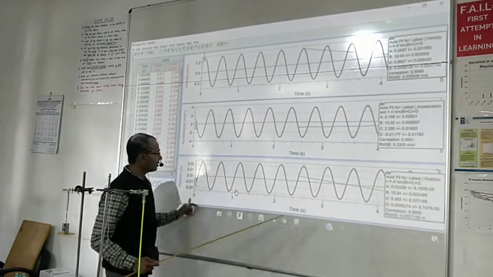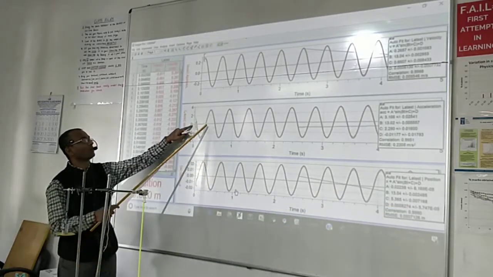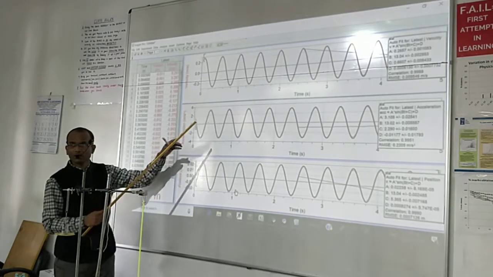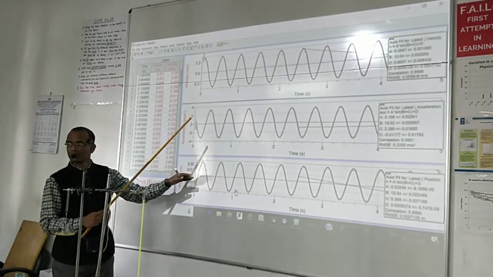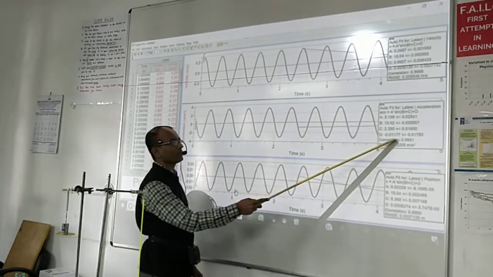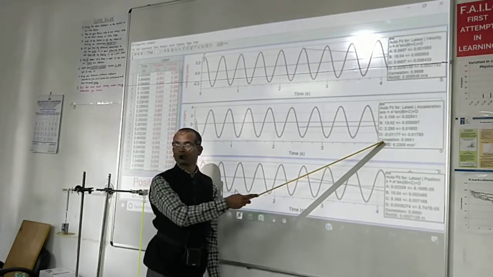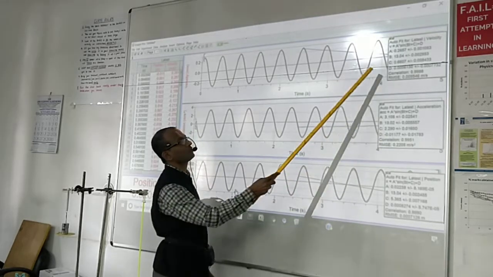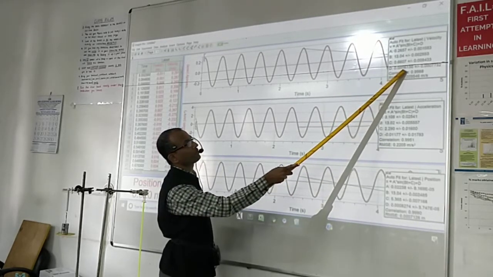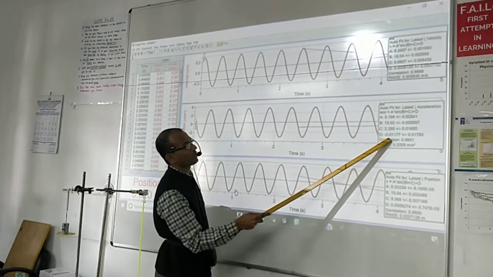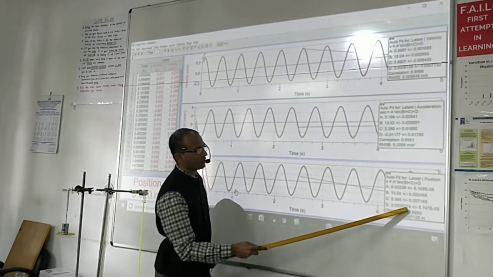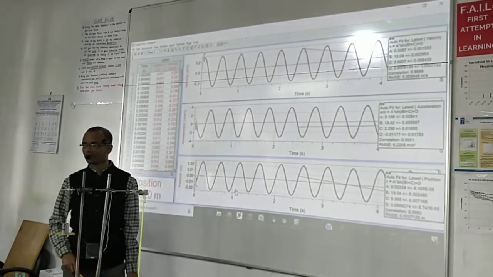So right now, is there any offset? All these graphs have the equilibrium position at 0, right? So the sine variation is happening around 0. So the d value should be how much in all the cases? Almost negligible, close to 0. So check whether it is true. It's 0.0006, 0.011, again 0.008. So d is practically negligible.